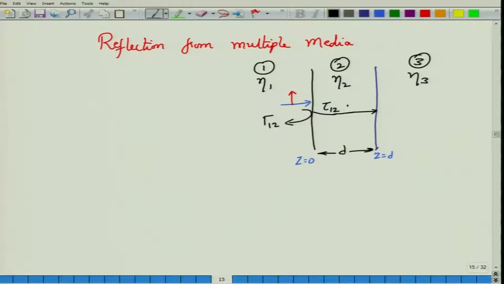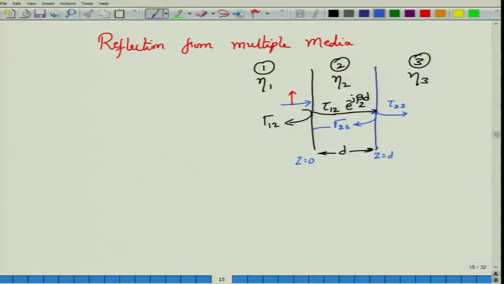As it travels, it picks up a phase of e power minus j beta times d. Here beta is the propagation constant for the second medium, therefore I should write this as beta 2 times d. At this point, what happens? You will have one more reflection because the medium impedance eta 2 is in general not equal to eta 3. So, there is one reflection over here and a subsequent transmission into the third medium. The transmission coefficient will be tau 23 and the reflection coefficient here between medium 2 and 3 will be gamma 23.